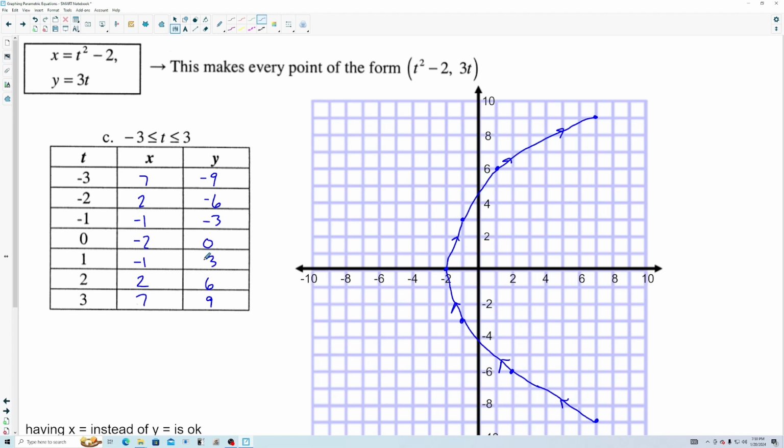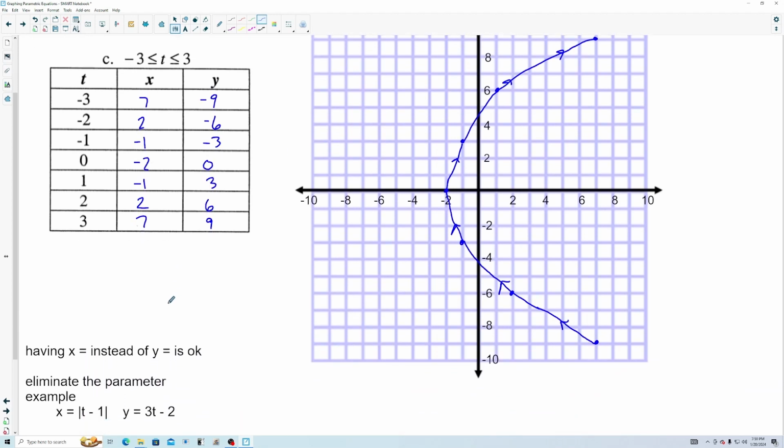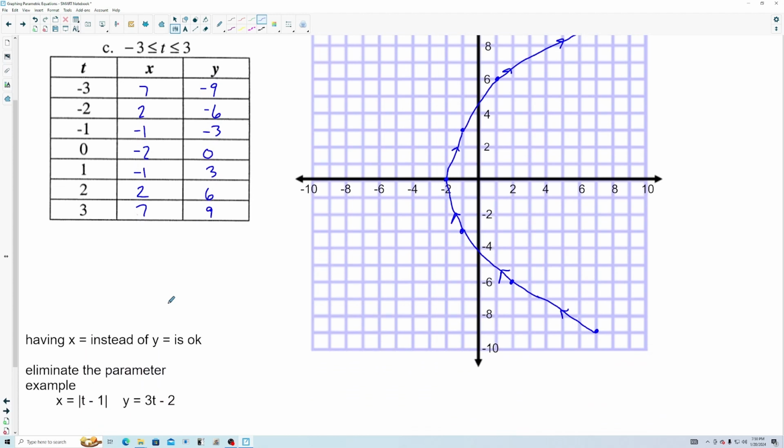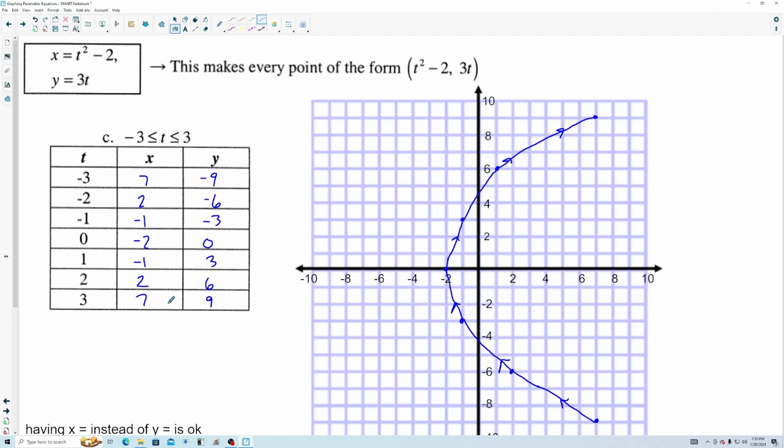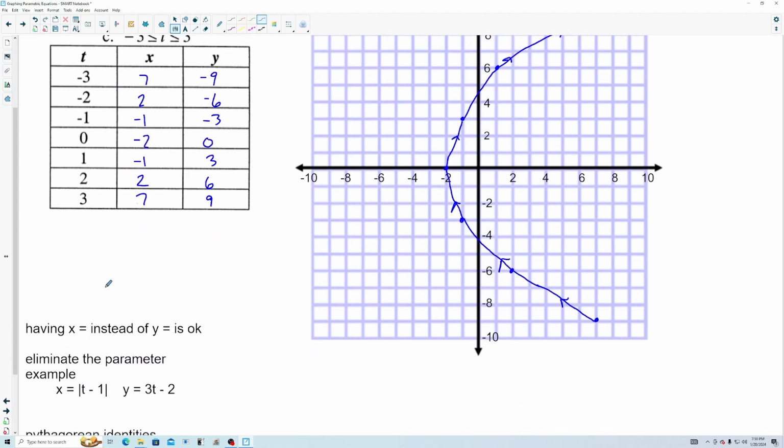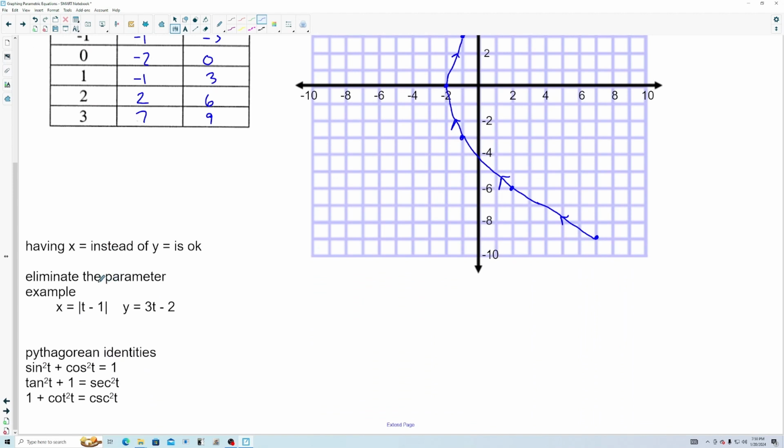And then having x equals instead of y equals is certainly okay. I guess that's not necessarily for this one, but it doesn't really ask us to get that to Cartesian. So if we're given this example, I don't really know how I would get t by itself with the x. So it's okay to solve for t here. Y plus 2 is equal to 3t. So t is equal to y plus 2 over 3. And it's perfectly okay to go y plus 2 over 3 minus 1, absolute value, and have it as x equals instead of y equals. That's still a Cartesian equation.